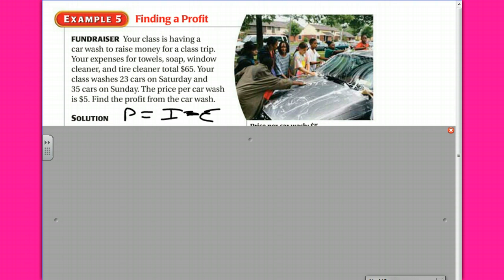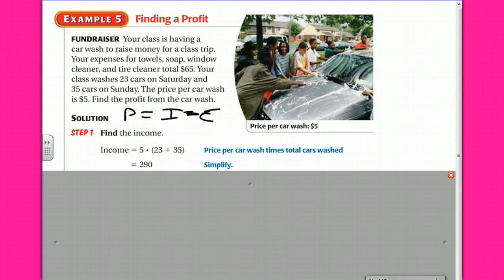So where's the income when your class does this car wash? Where's the income coming from? Audrey? From washing the cars at $5 per car, right? And how many cars did you wash? On Saturday, there were 23, but then on Sunday, there were 35. So yes, you need to total that up, and we have 58 cars. Each of them were earning $5, right? So that would give the income. And look at that, the income is $290. Did you see this?